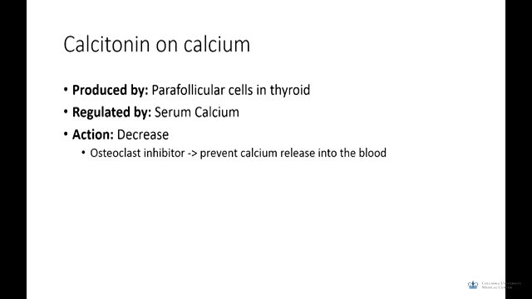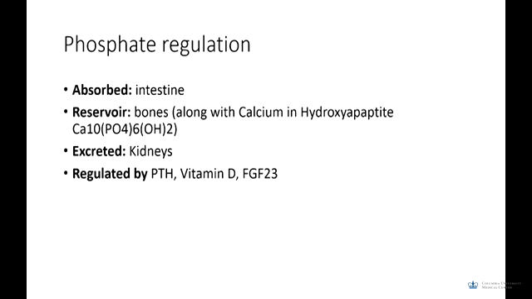And then lastly, we have calcitonin, which is produced by the thyroid. This is also regulated by serum calcium, but it's pretty much a more minor hormone. What it does is it decreases serum calcium. It's an osteoclast inhibitor. So if you can't break down bone, you're not going to get the release of calcium into the blood.